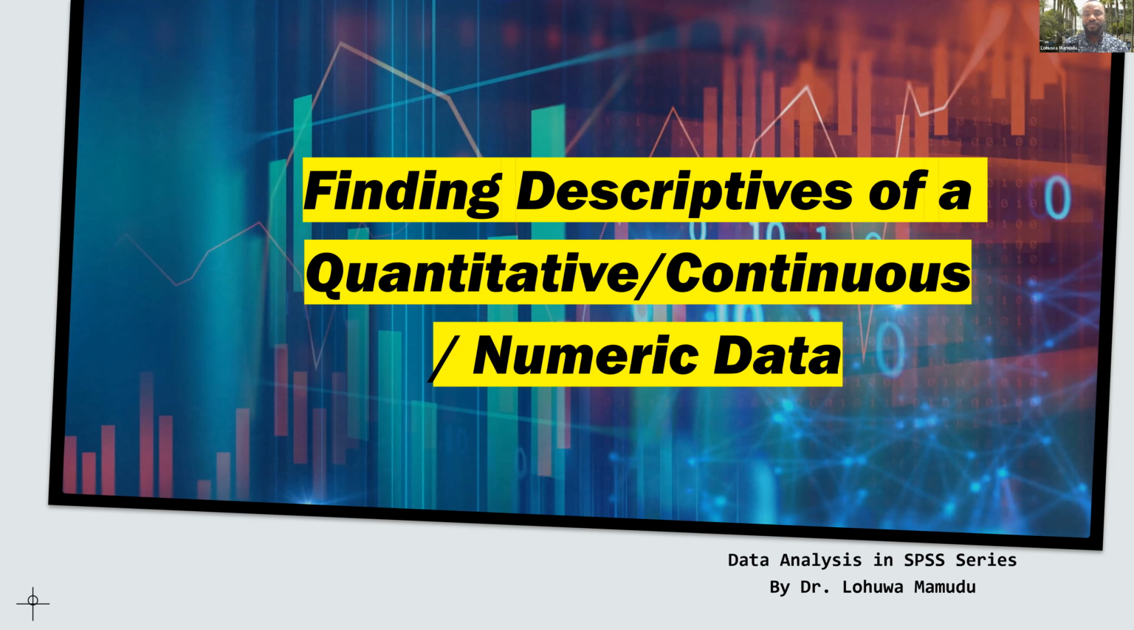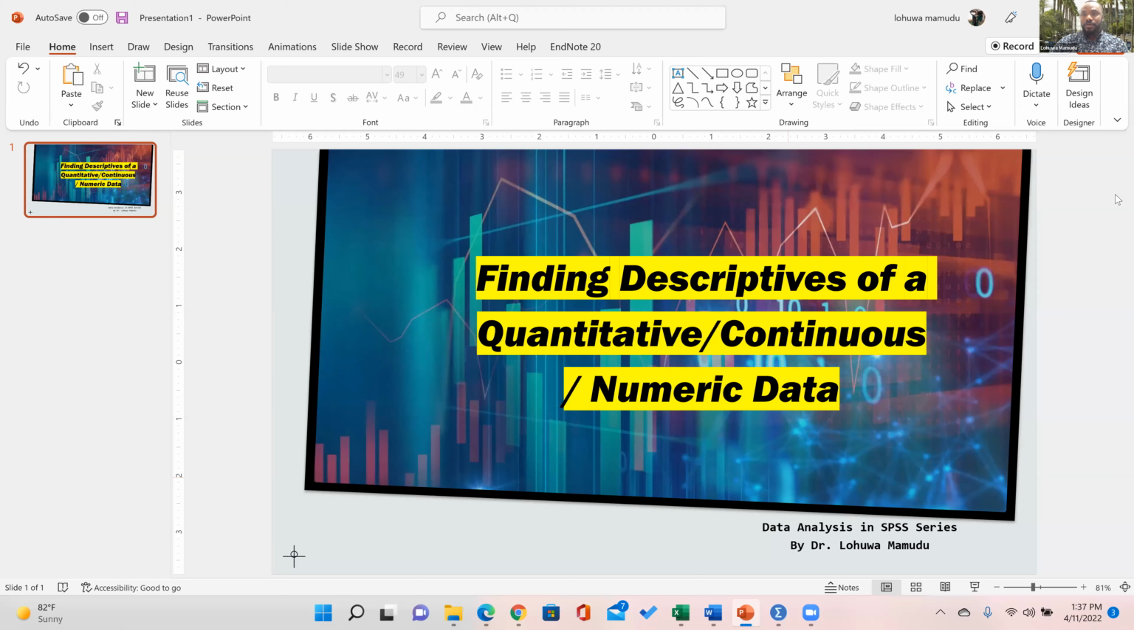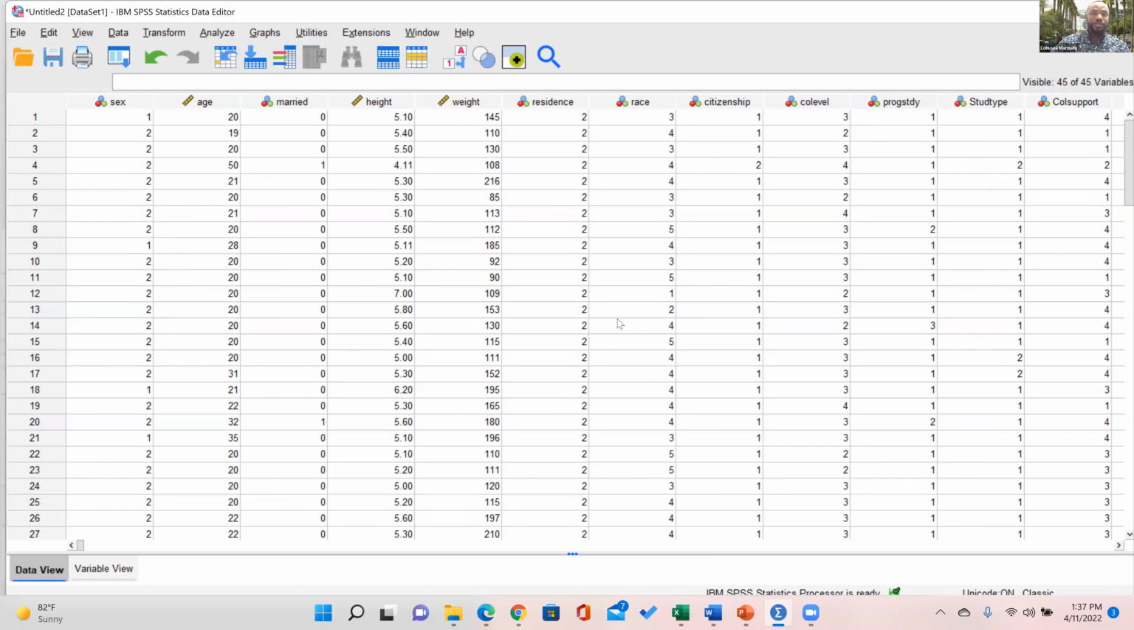Today we are continuing with our series, and we are going to look at finding descriptive statistics of quantitative or continuous, or in other words, numeric data in SPSS. So given your data set, which is quantitative and continuous or numeric, how are you able to find descriptive statistics for this type of data? So let's get to it.